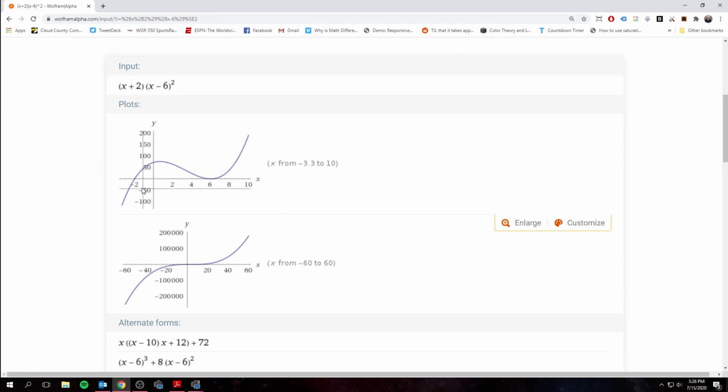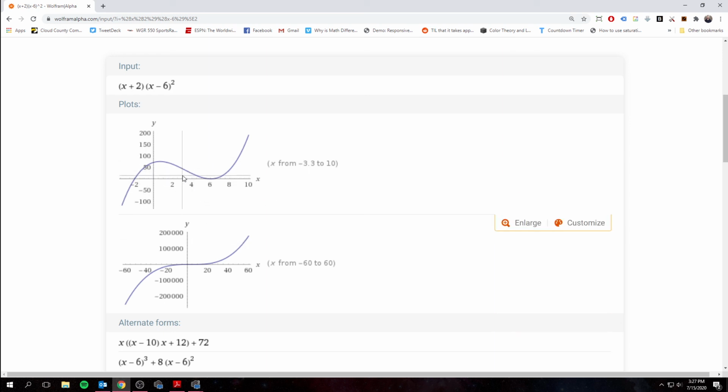Here's the picture of the graph. Right there at x equals minus 2, which is the one root, or the 0 that we found, it's going to cross, but down here at x equals positive 6 it touches the axis but it never crosses it. Okay, so that's really what this is talking about.